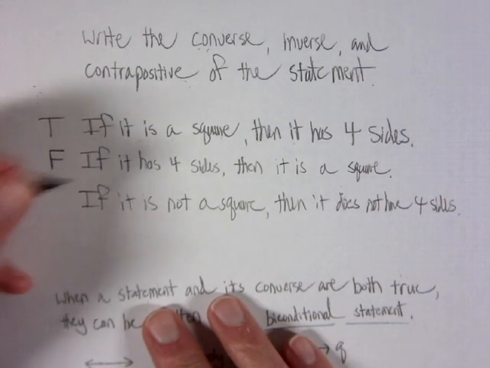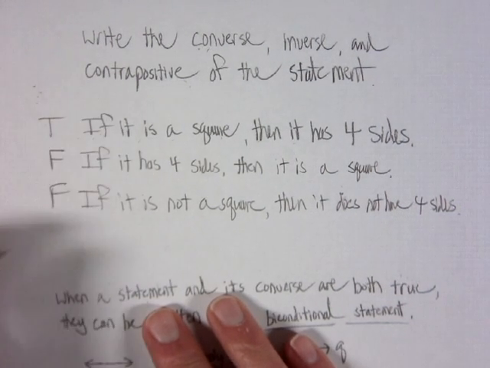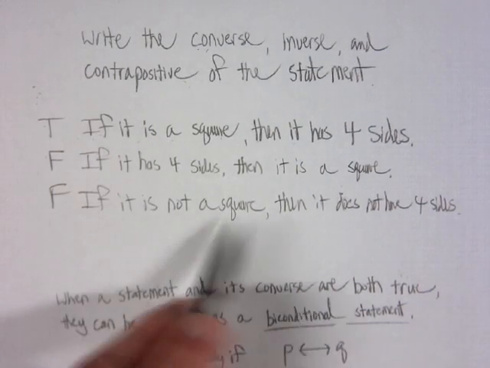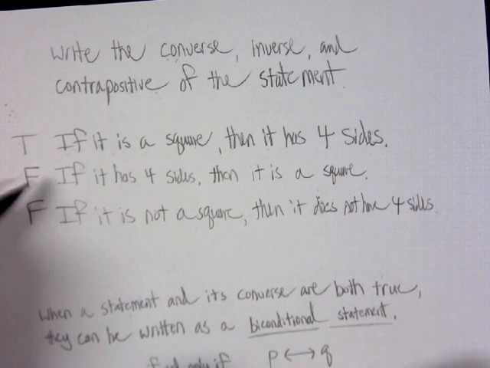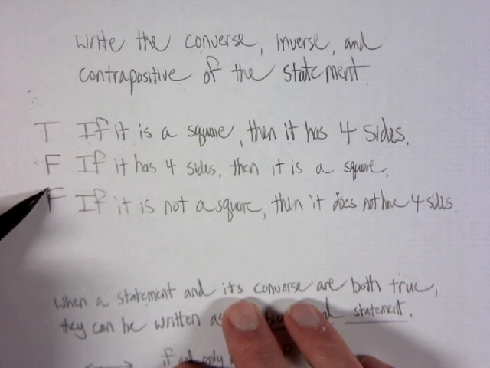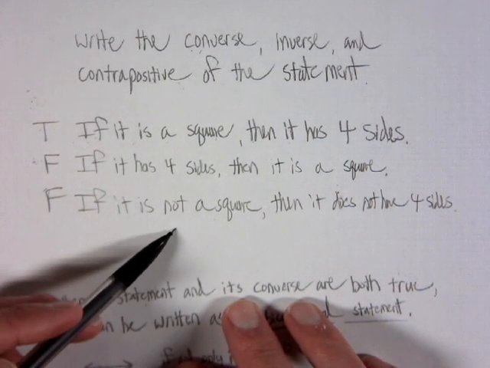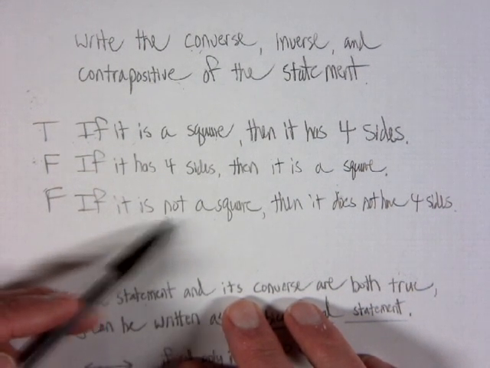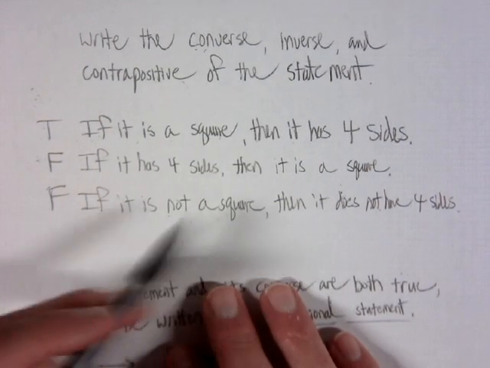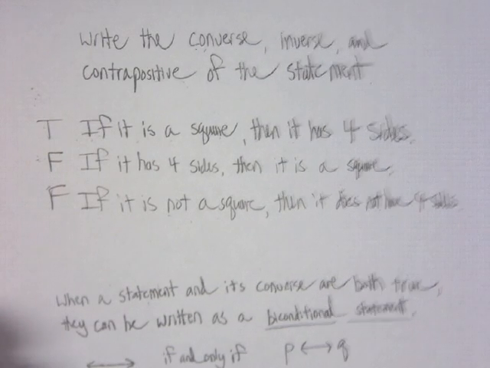I don't even have to think about it. I know that statement is false because the converse and the inverse have to match. If it's not a square, then it does not have 4 sides. And typically the same counterexamples that worked for a converse will also work for inverse. It could be a rectangle. All right, that's not a square, but it does have 4 sides. Rhombus, it's not a square, but it does have 4 sides, and so on.